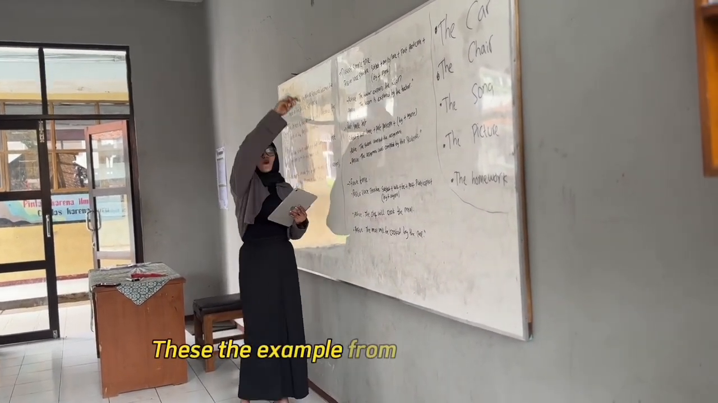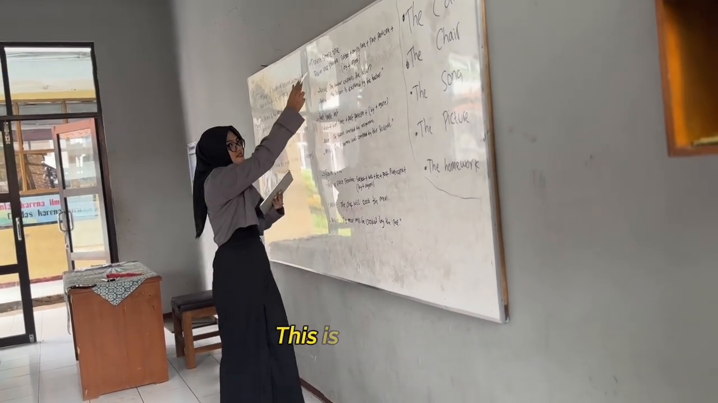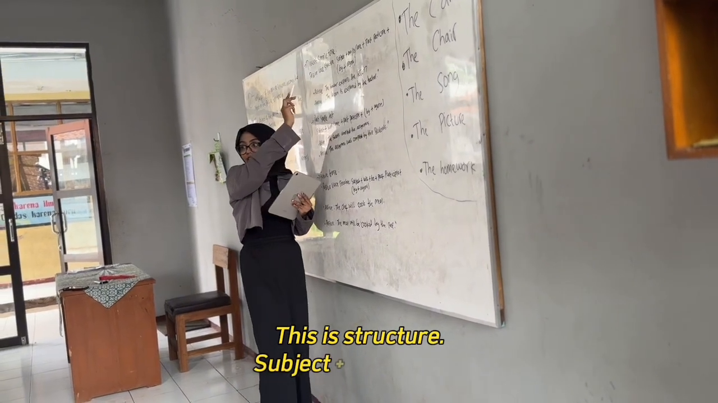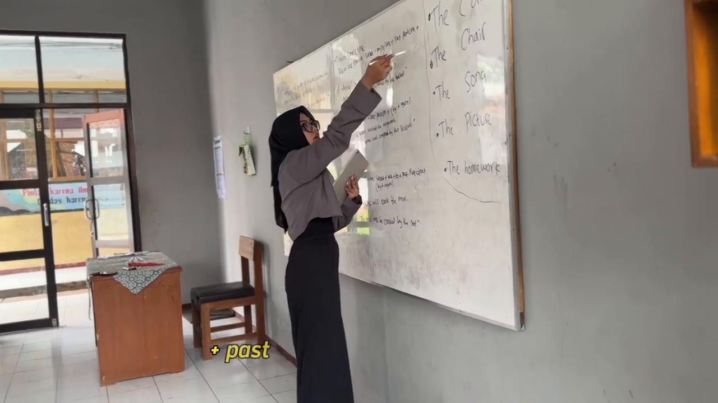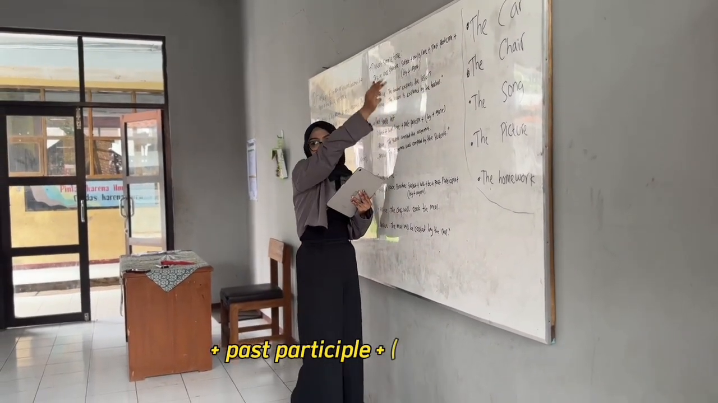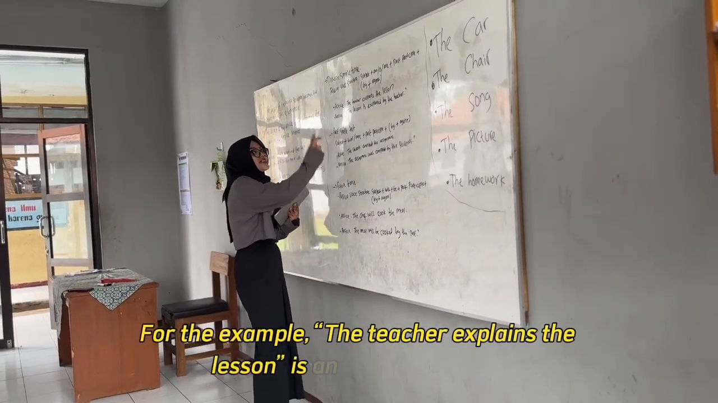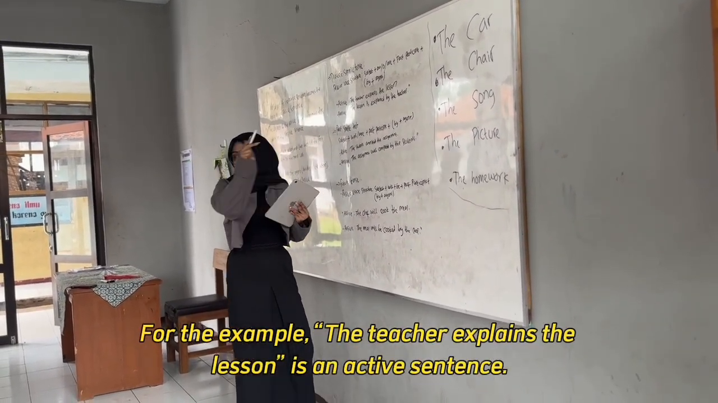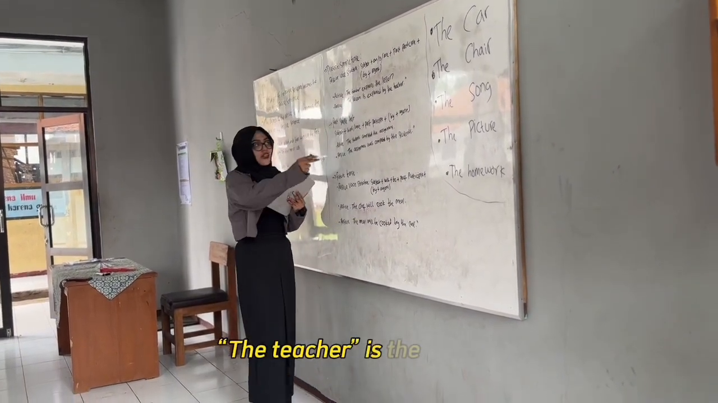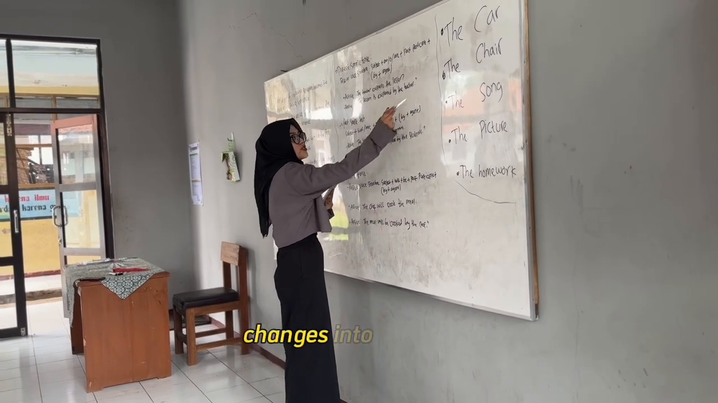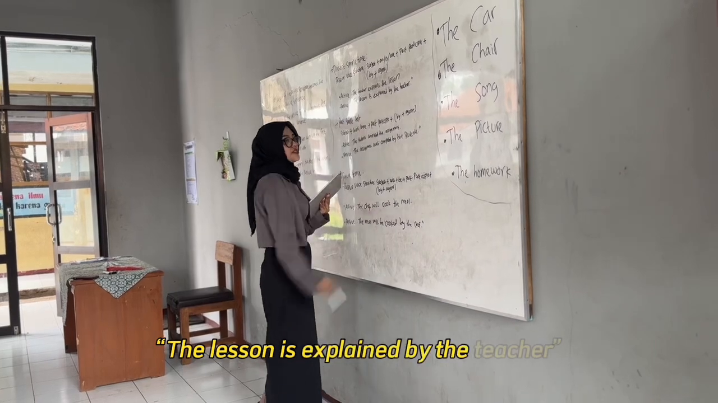These are examples from different tenses. The first is present simple tense. This is the structure: subject followed by to be, am, is or are, followed by the past participle, and last followed by the agent, but it's optional. For the example, "the teacher explained the lessons." It's an active structure, right? So the teacher, the subject, changed into an object. So in the passive sentence, "the lesson is explained by the teacher."